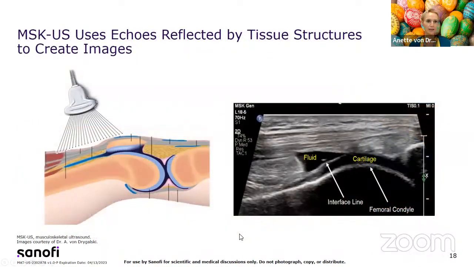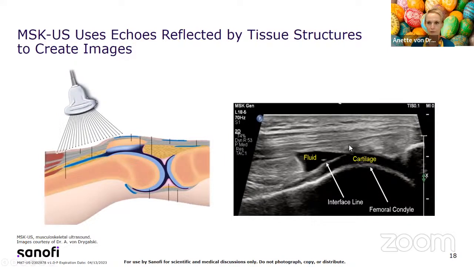So musculoskeletal ultrasound uses echoes, and these echoes are reflected by tissue structures to create an image. On the left here, you see just a cartoon of the knee joint. And to the right, you see the image that's produced by an ultrasound. And that's, by the way, my knee. You can see how anatomically precise an ultrasound image is, and it can be obtained within seconds of holding a transducer to the knee joint.